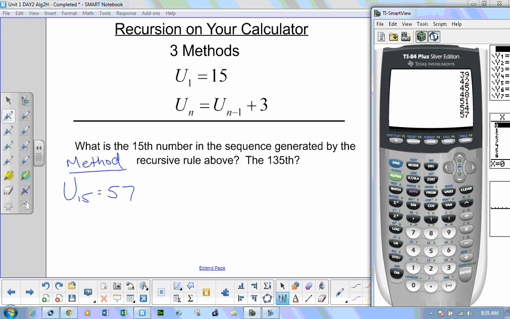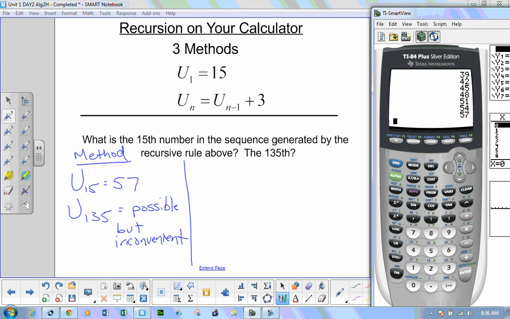I'd like to think you already see that finding U135 is possible by using this method, but very inconvenient, because you're going to be sitting there hitting that enter button for a long time. I hope you also see that, going up to 135, you could just lose count, which is also inconvenient. So this brings us to method 2.